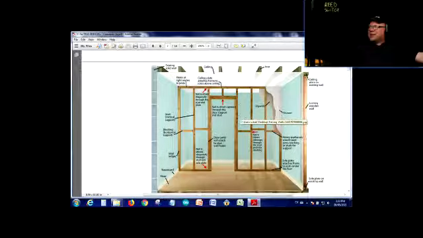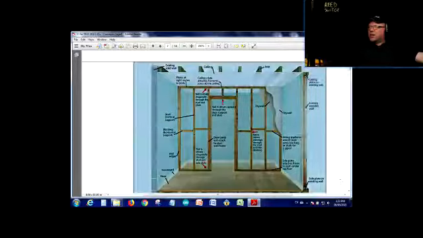Now, also, here is a dividing wall, or the partition wall here. Let's say the room continues that way.